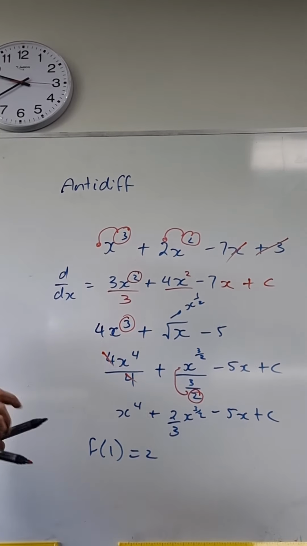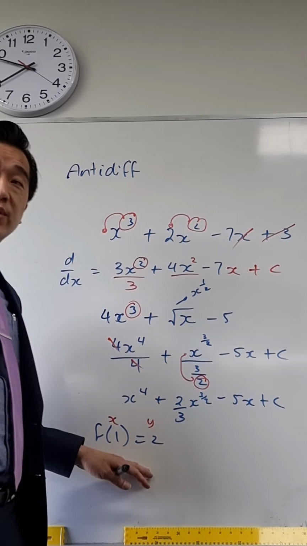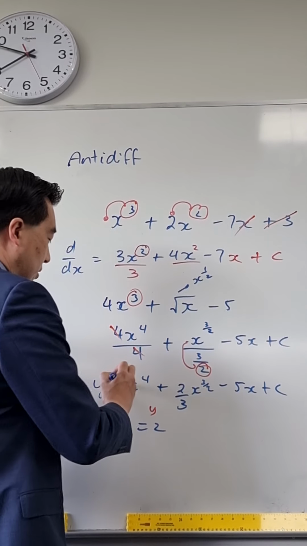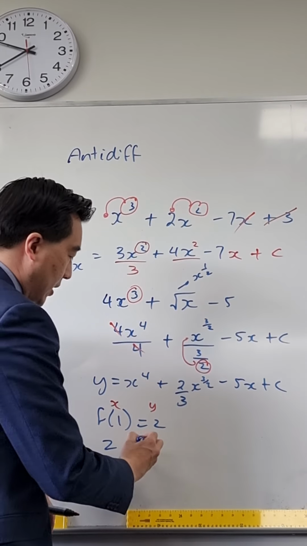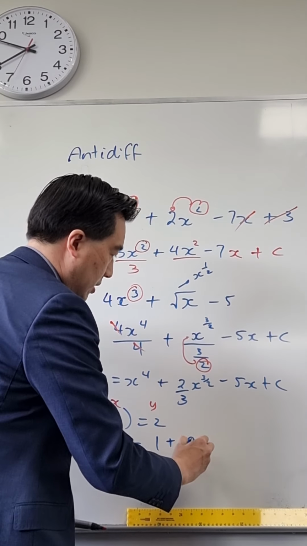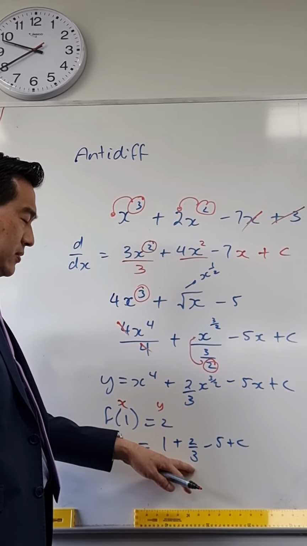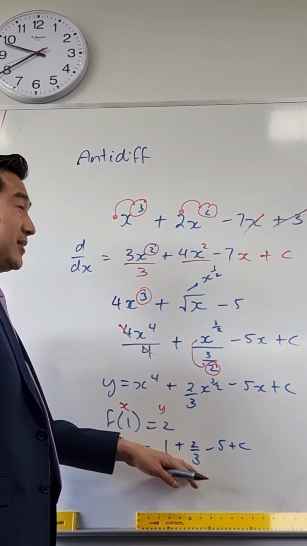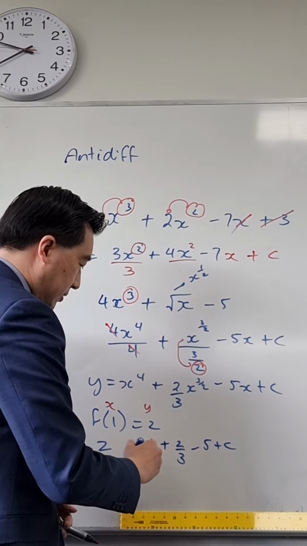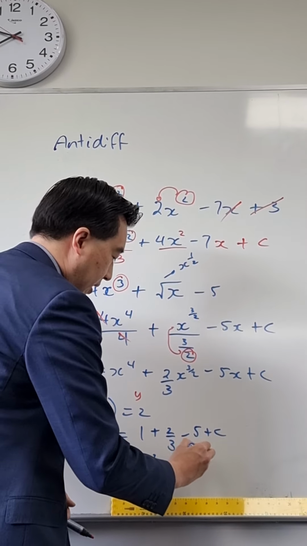Now if the question said that f of 1 equals 2, something like that, that means that the original information they've given you, when x is 1, y is equal to 2, is what you would use to work out your c value. So in this case, y equals and all of that. You put the 2 there, substitute the 1 into all of this, so just 1 plus 2/3 minus 5 plus c. So in this case, c will be, I chose bad numbers, 6 minus 2/3, which equals 5 and 1/3.